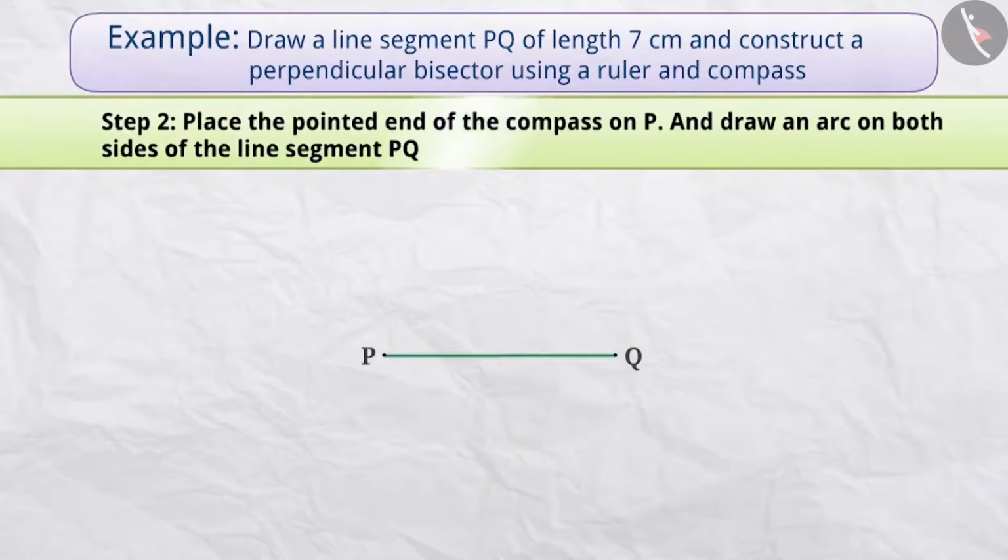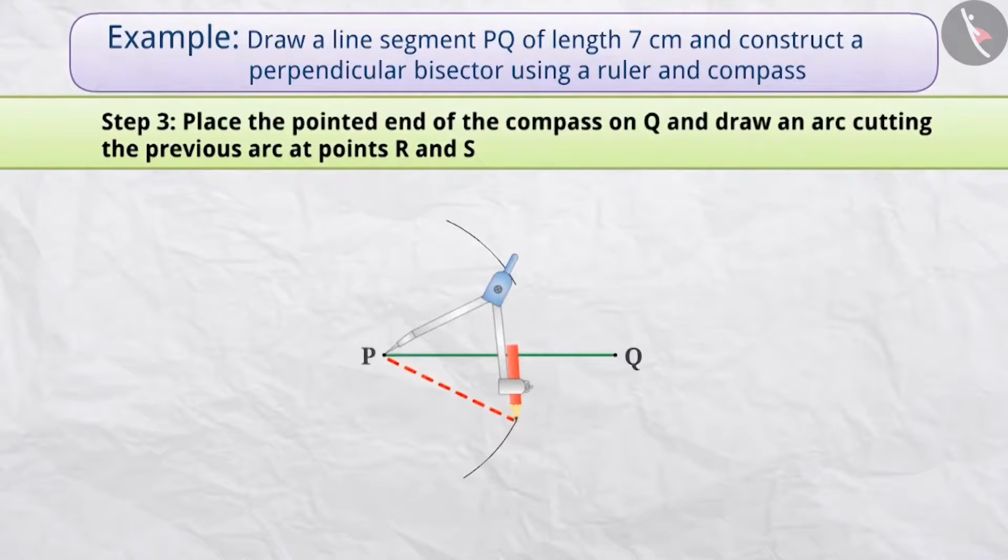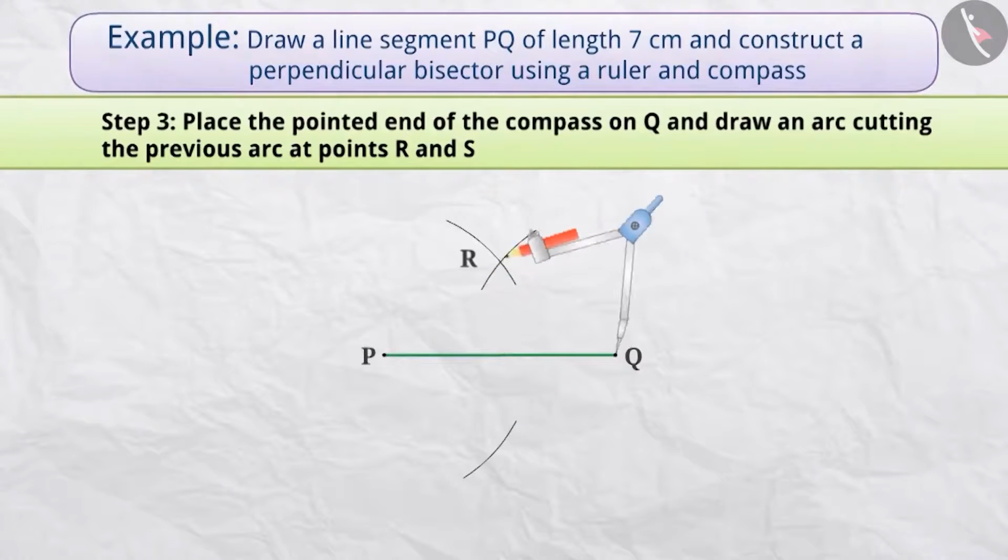Step 2. Open the compass with radius more than half the length of line segment PQ and place the pointed end of the compass on P. With this radius, draw an arc on both sides of the line segment PQ. Step 3. Without changing the compass setting, place its pointed end on Q and draw an arc, cutting the previous arc at points R and S.